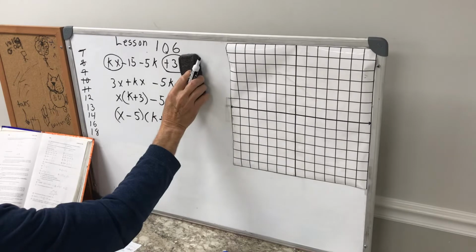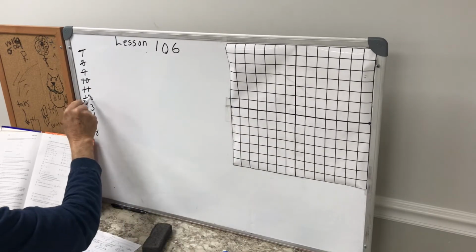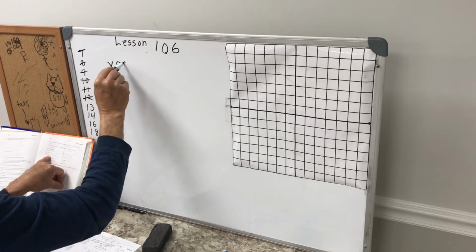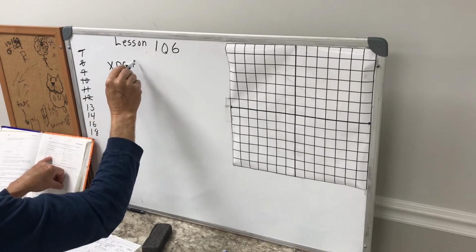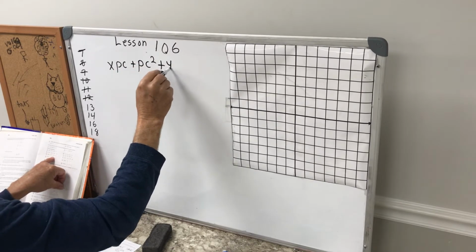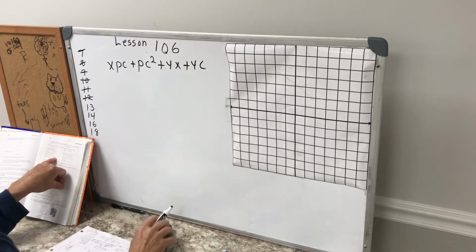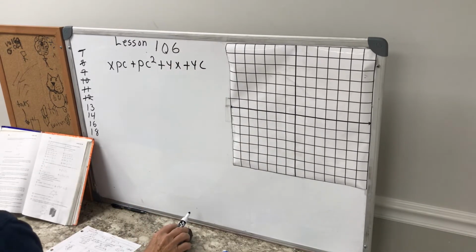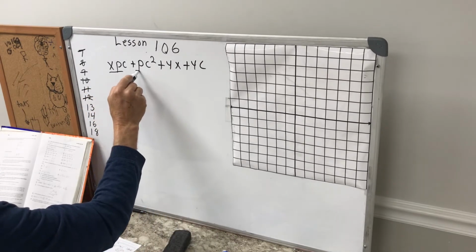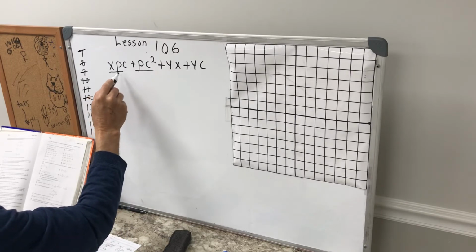That was number 12. Number 13: XPC plus PC2 is 4x plus 4c. What goes together here? Maybe just these do. Let's try this. What would we factor out?